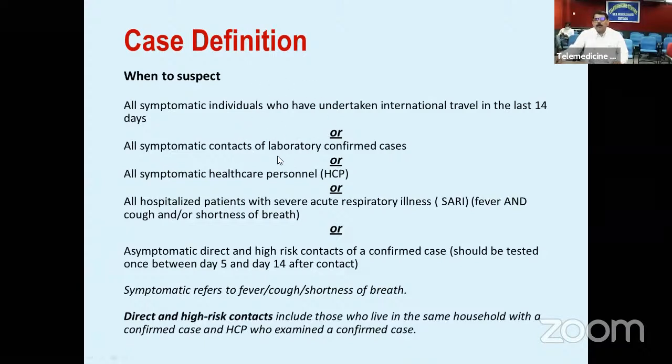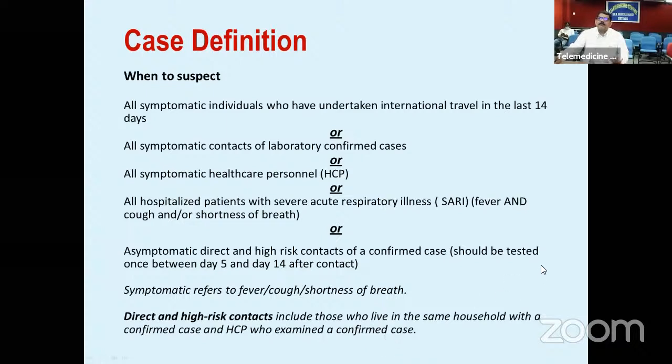Coming in contact with a laboratory confirmed case is important. The symptomatic healthcare personnel are taken as a special high risk group, and all the hospitalized patients are screened for severe acute respiratory illness symptoms, that is fever, cough, and shortness of breath. Asymptomatic direct and high risk contacts of a confirmed patient are also screened. And symptoms means fever, cough, and shortness of breath. Direct and high-risk contacts include those who live in the same household with a confirmed case and the healthcare personnel who examined a confirmed case.